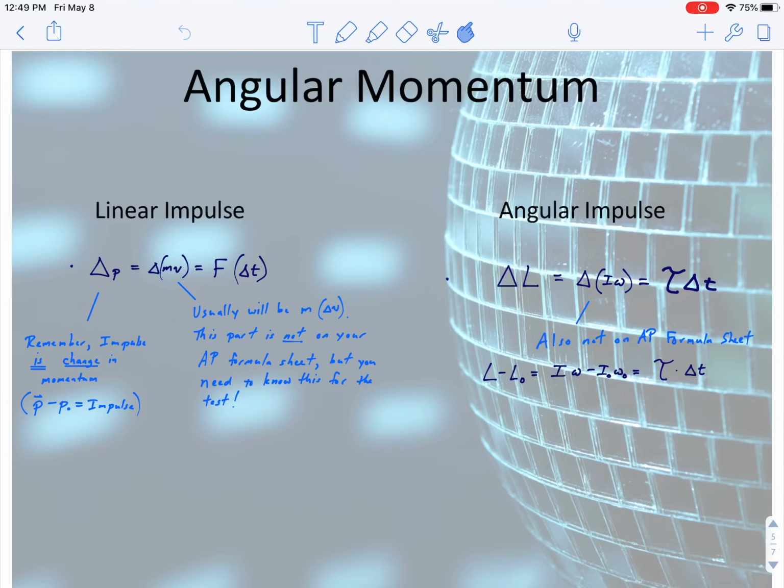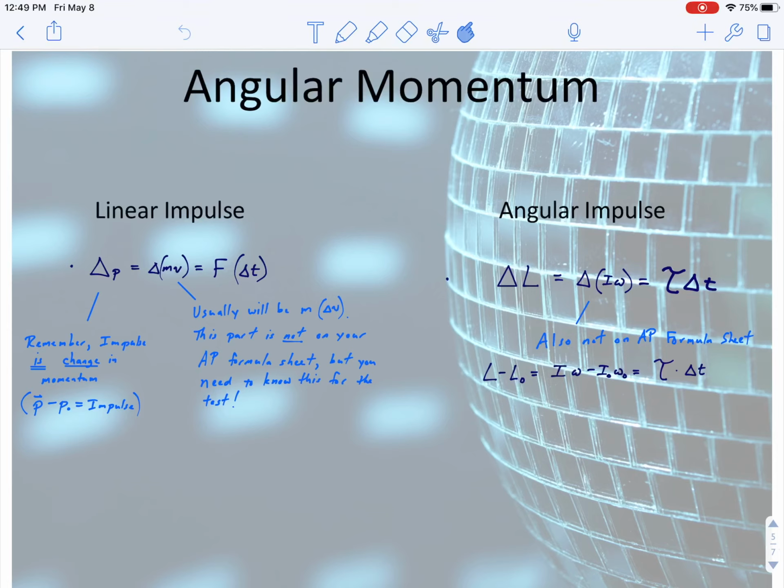And this is one of those goofy situations where the AP formula sheet has decided we should use delta t instead of t, but it's the same thing. They give you some sort of amount of time that elapses and that a force is applied for, and you can calculate the impulse, the change in momentum for an object. So, quick review of linear impulse there.